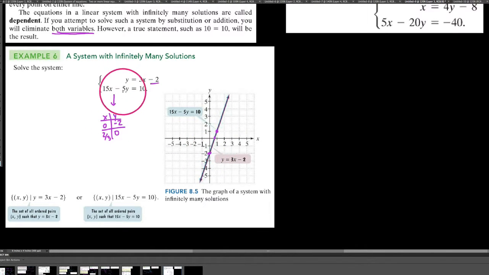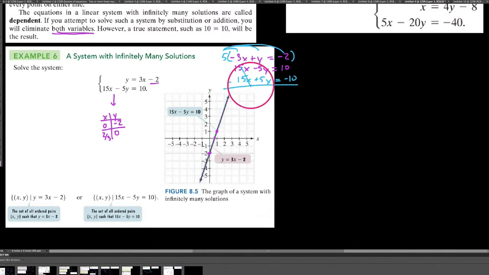Now, I'll tell you why they give you one in slope-intercept form and the other in standard form. If I wrote the first equation in standard form, and the second equation is 15x minus 5y equals 10, it's pretty clear that if we multiply the first equation by 5, it is just the second equation, except its exact opposite. We would get plus 5y minus 10. So both of these would cancel out and we would get 0 equals 0.